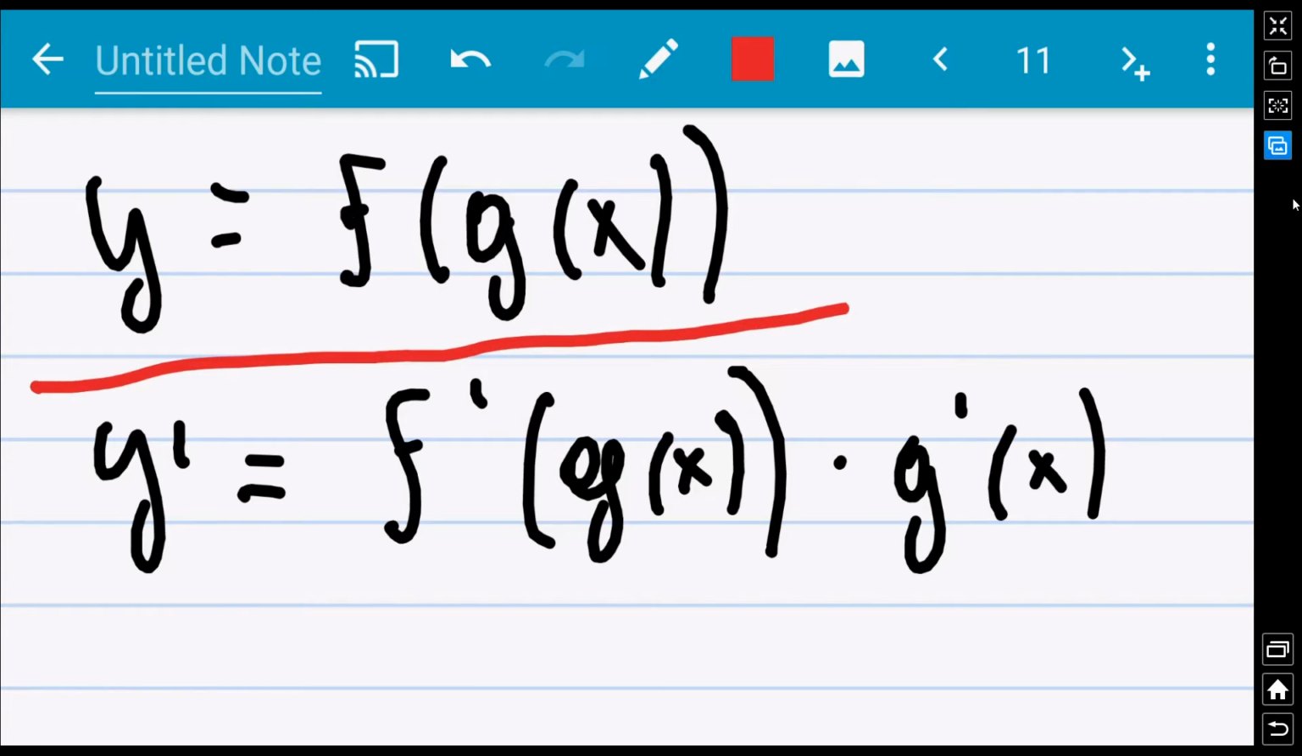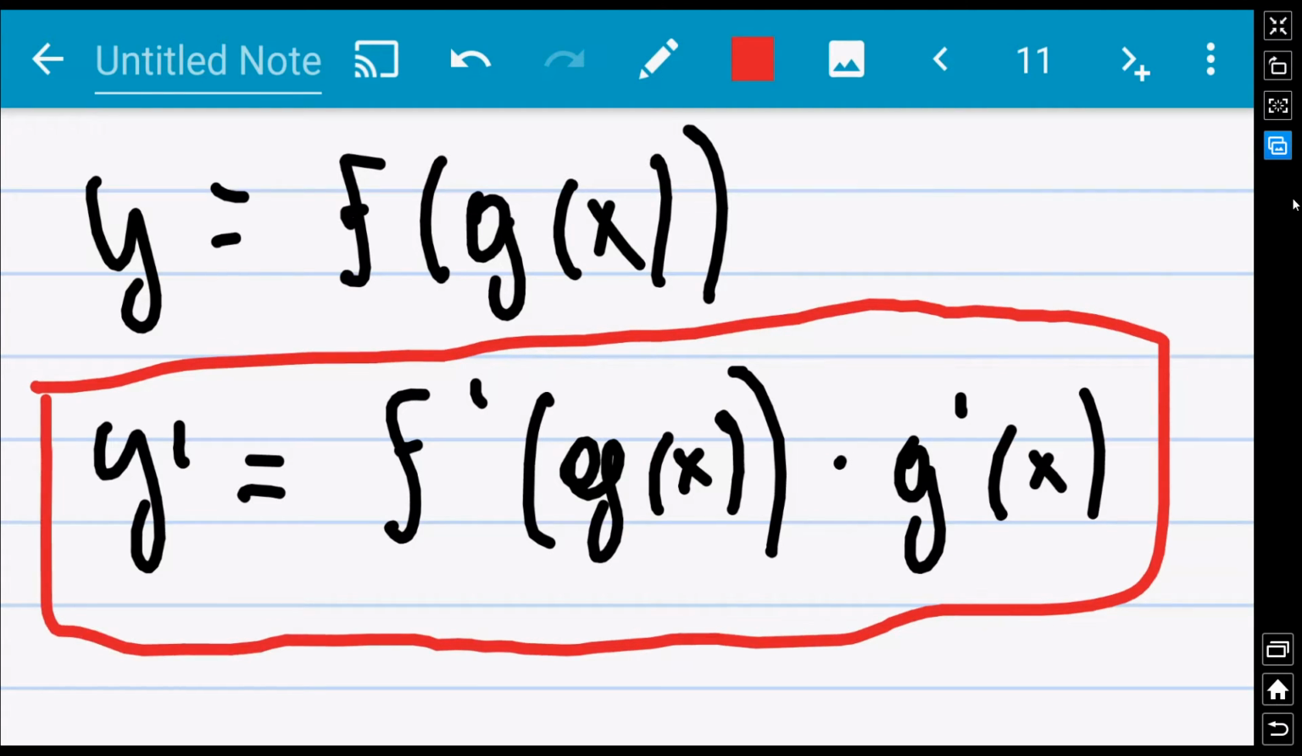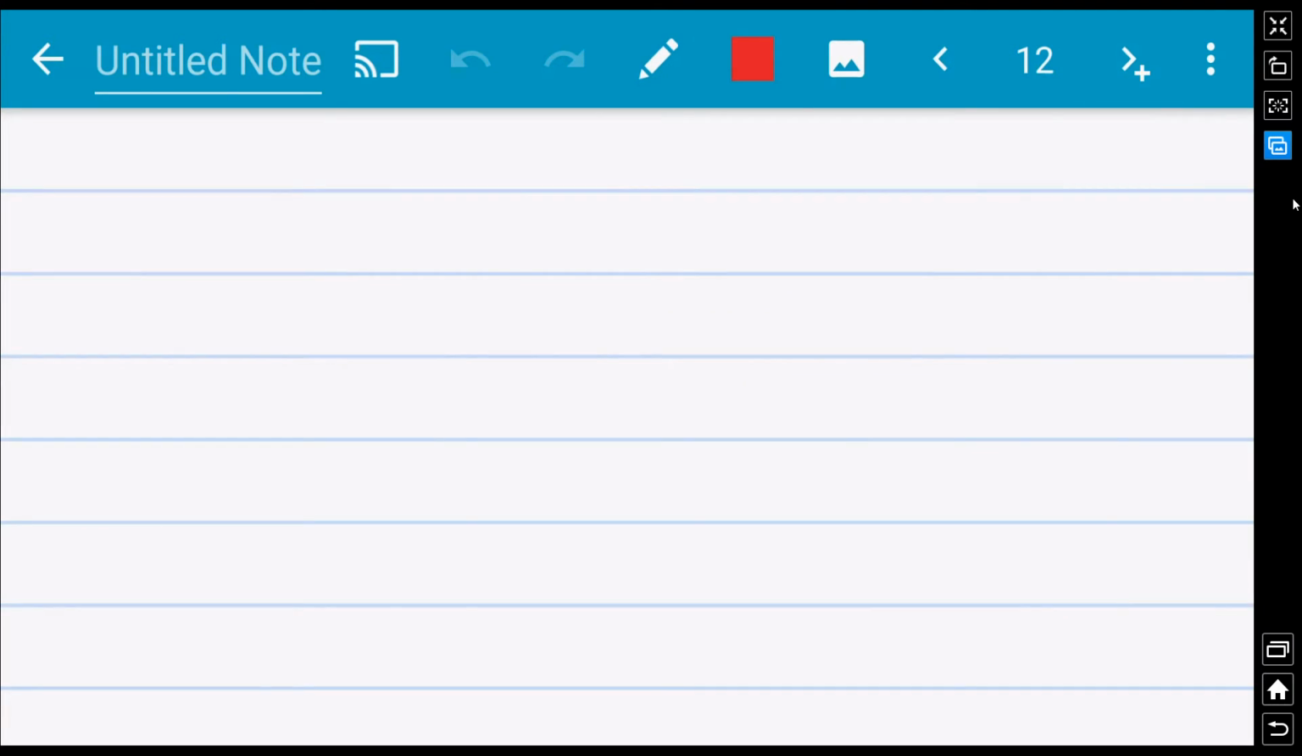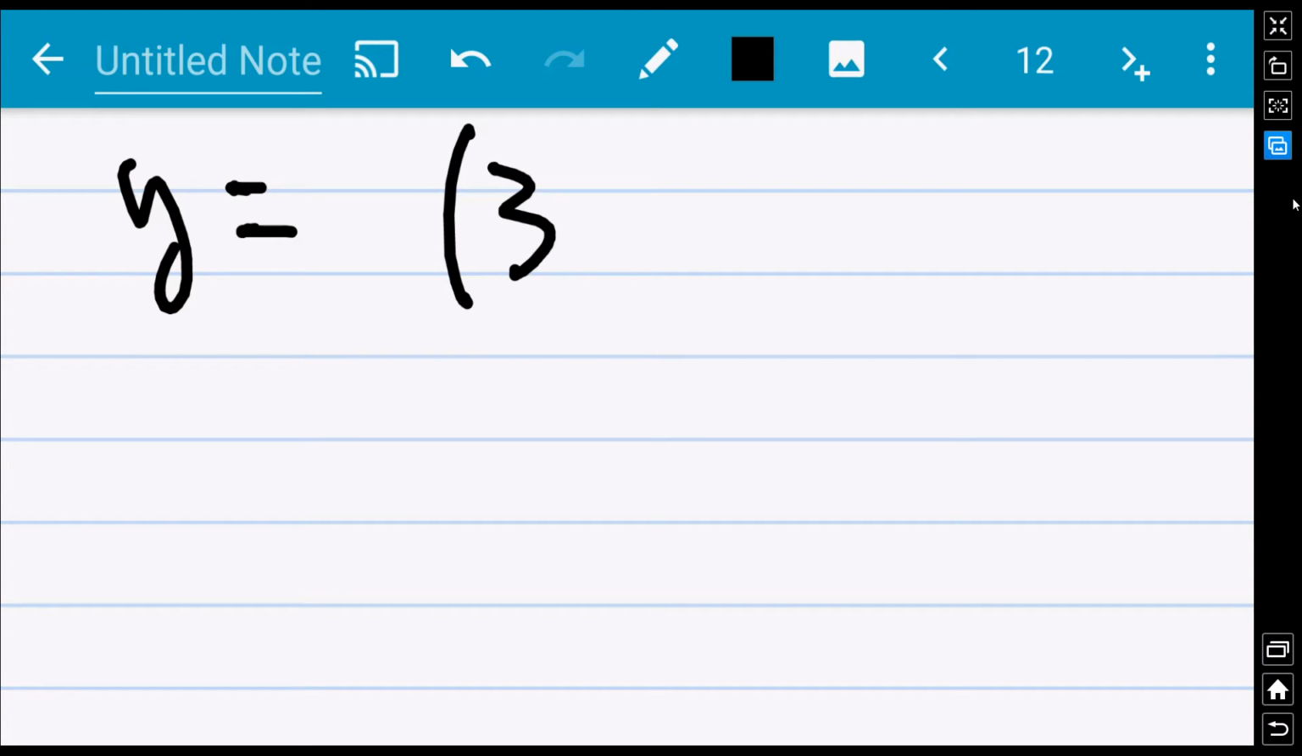This one is very important, probably more important than quotient rule, because you will be using quotient rule less than chain rule. So let's think of an example. Well, y equals, let's say, 3x plus 5 squared. Now there's two ways to do this.